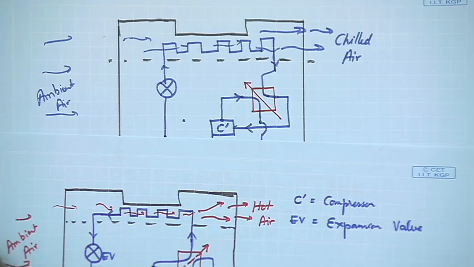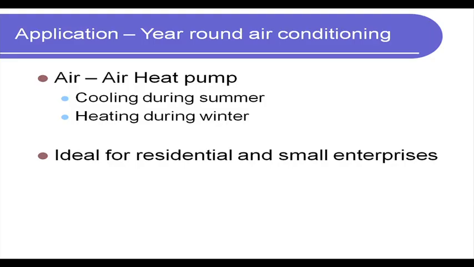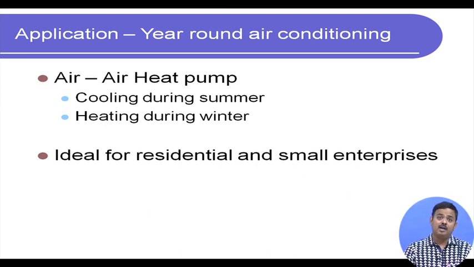So, this is how an air to air reversible heat pump works, which is what I started by showing over here. Year round air conditioning using an air to air heat pump, we can achieve cooling during summer, heating during winter. During summer, when we are cooling the room, we are also getting a heated air stream which can be used for various other purposes. And similarly, during winter, when you are heating the room, we are also getting in the evaporator section chilled air which can have several other applications, right.